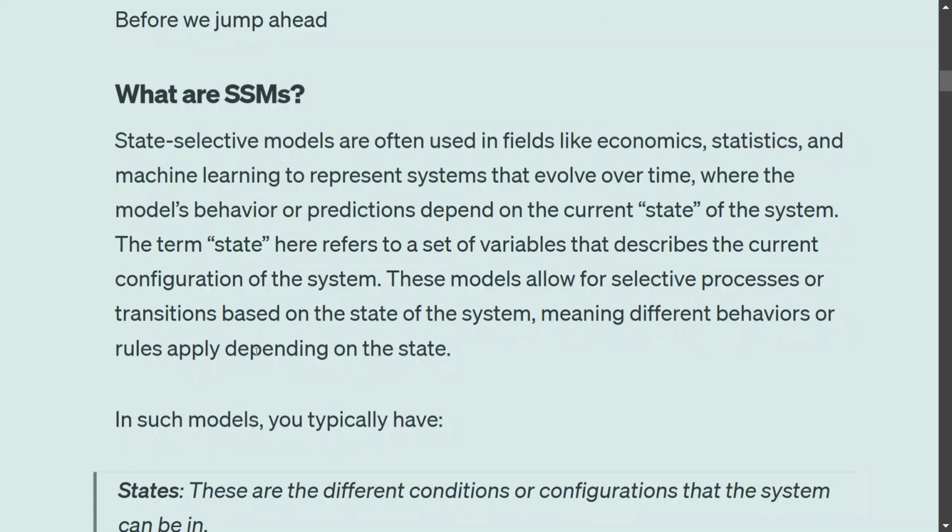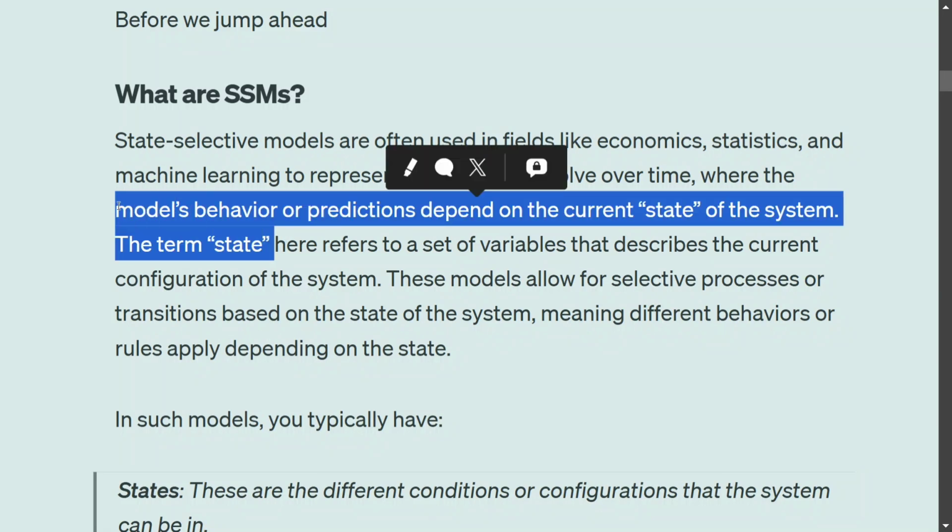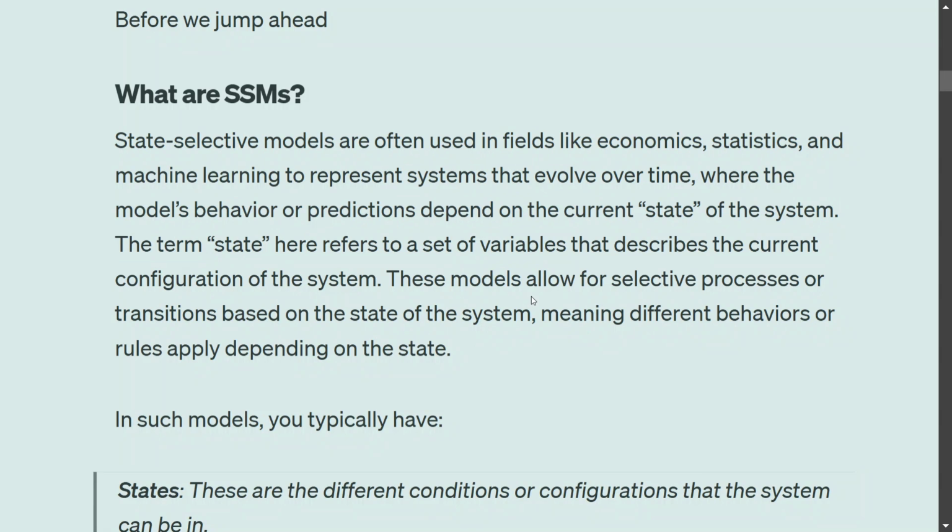State space models are used in economics or statistics. You might have heard of models like Markov chains. That is a type of SSM model where the model behavior or prediction depends on the current state of the system. The term state here refers to a set of variables that defines the current configuration of the system. So don't worry, we will be taking an example. There you would be able to understand better what we mean by a state, and how we say that the behavior depends upon the state of the system, all these things.